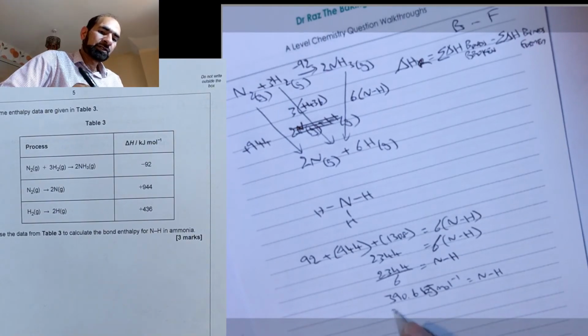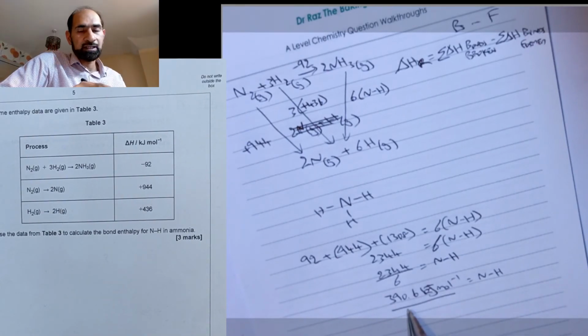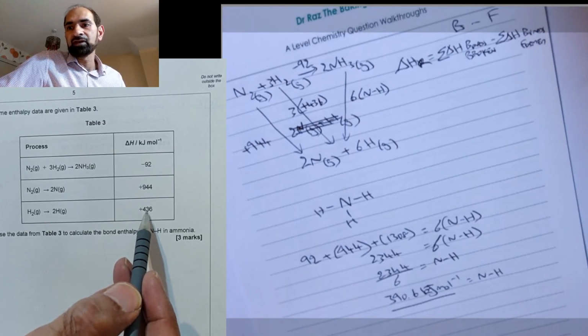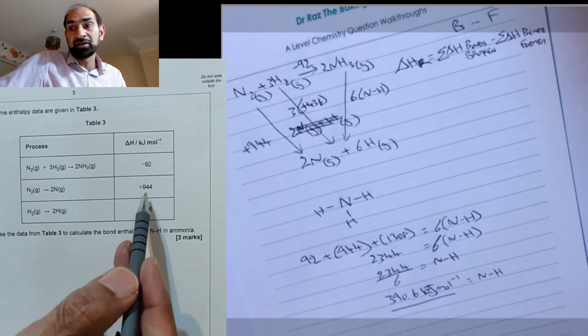Okay, so now the question is, do you leave it as 390.6, so 4 sig fig, or do you give it 3 sig fig? Well, all of these things are given in, sort of, the highest precision of 3 sig fig, so I can leave it at 3 sig fig.